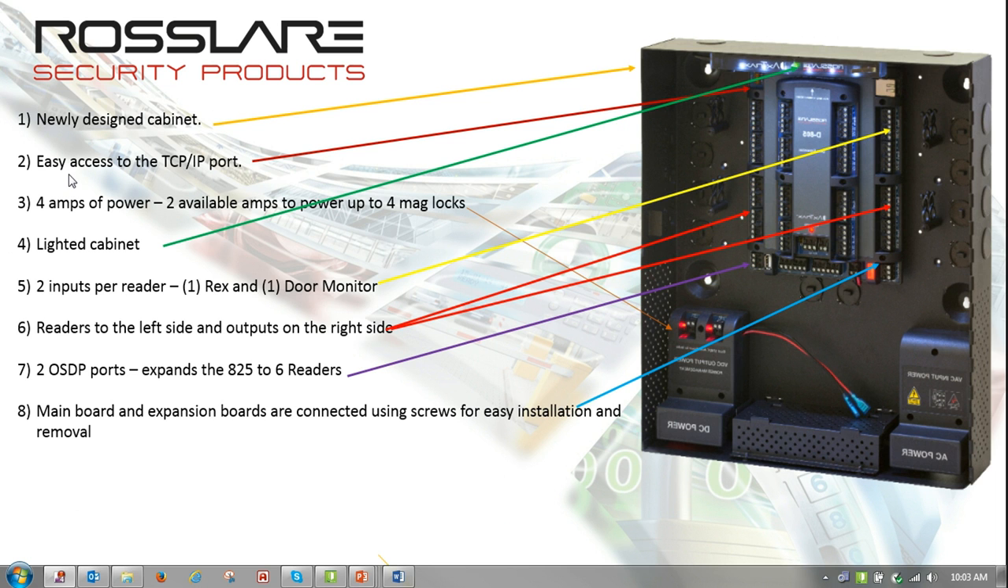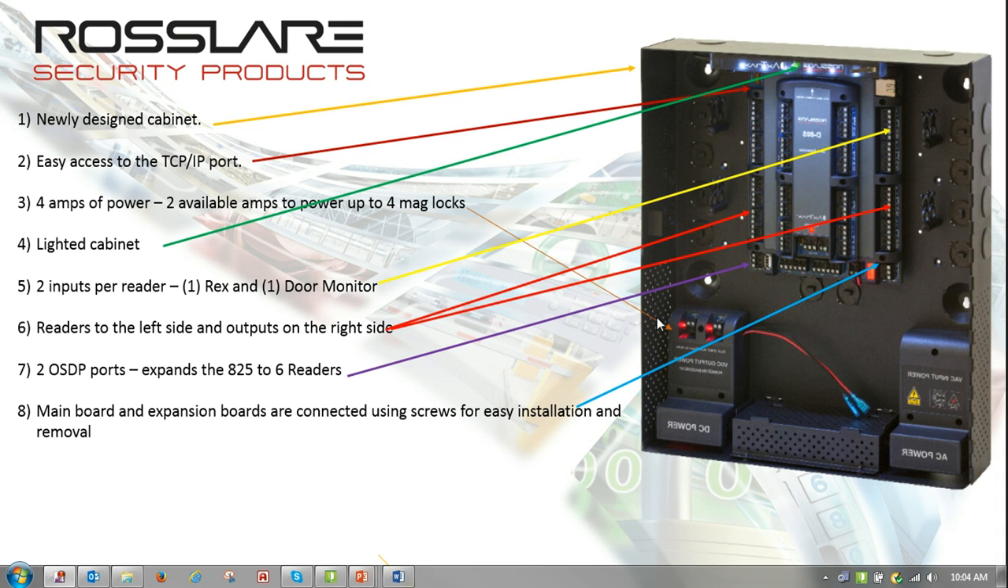Some of our enhancements with the new AC-825 are the newly designed cabinet and easy access to our TCP/IP port. The new power supply has 4 amps, and this will leave us with approximately 2 amps available for locks. We have a lighted cabinet. We have 2 inputs per reader. We have a Rex and a door monitor both. We've changed the design of the board to where all of our readers are on the left hand side and all of our inputs and outputs are on the right hand side.